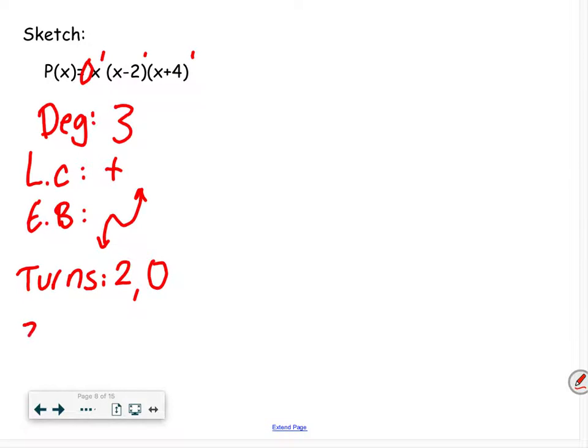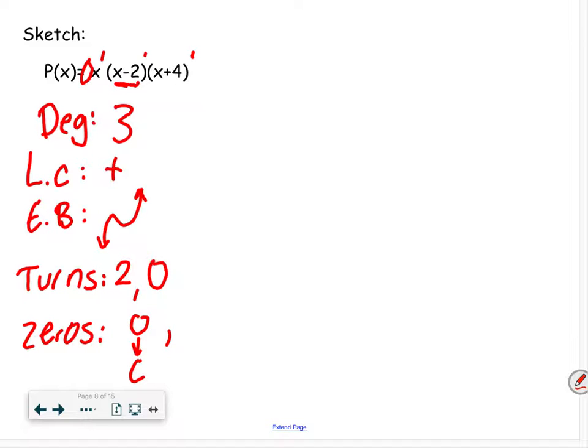Okay, the other thing we talked about was the zeros of our equations. My x, what do I do? What is my 0 if it's just x? 0. My exponent is 1, so what does it do at 0? Cross, bounce, or sway? Cross, because my exponent's 1.